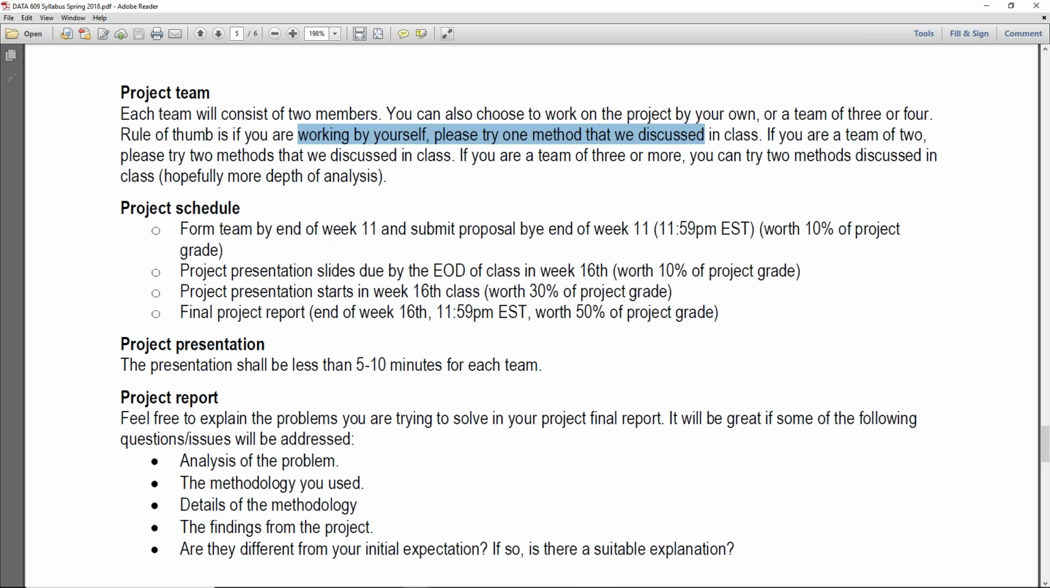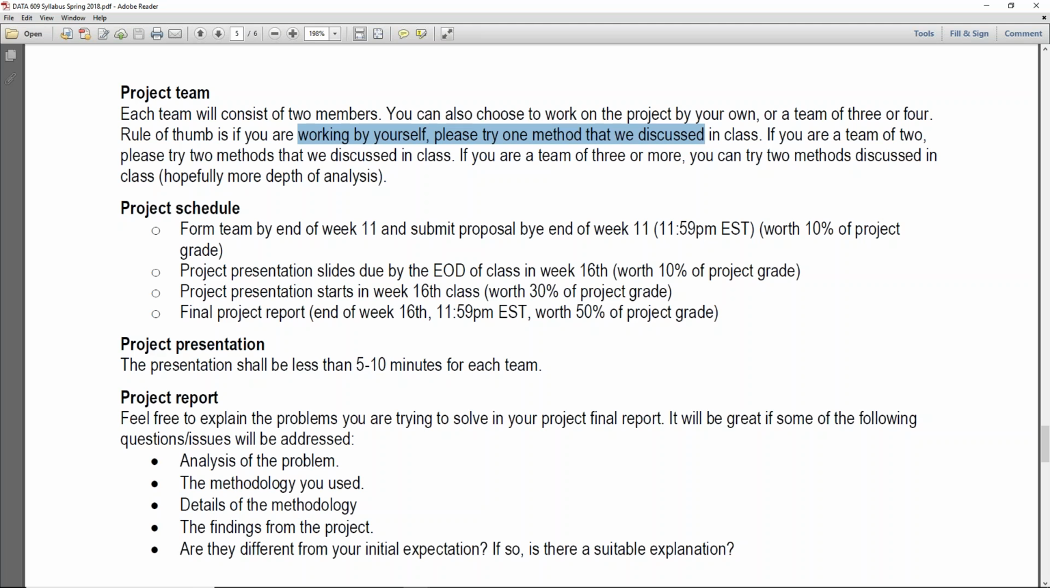If you're a team of 3 or more, maybe you still use 2 methods, but hopefully you have more depth of analysis involved. Okay, and then you have to form the team by the end of week 11, and you have to submit the proposal by the end of week 11, and it's 10% as I mentioned, and also the presentation slides 10%, presentation 30%, and final report 50%. And then your presentation should be around 5 to 10 minutes for each team, so that we will be able to cover them in just 1 session.